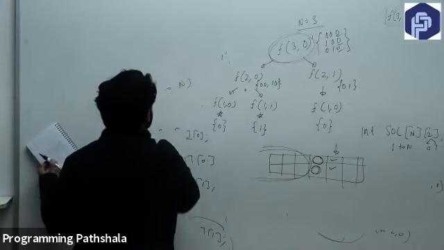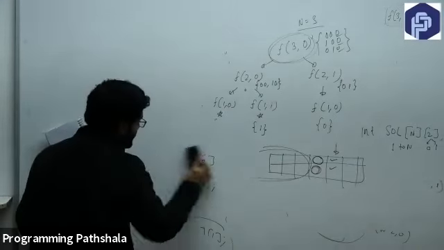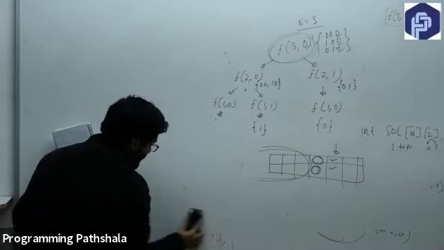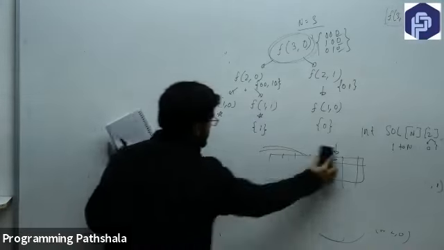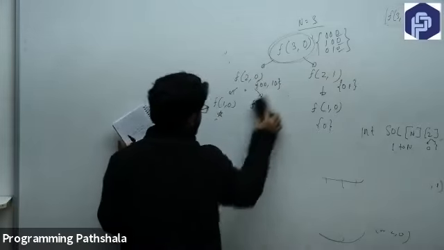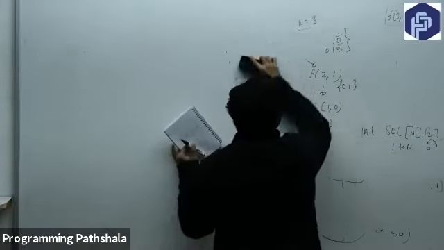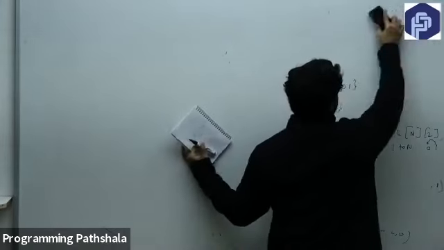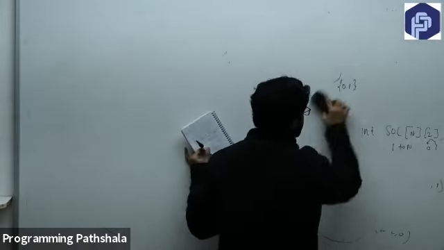So guys, type in your chat box what are the two symptoms of DP that you have understood now. What are the two symptoms of DP? Everyone, I have spoken about it multiple times. Okay, so the first symptom of DP was what? Element of choice. And the second symptom of DP was what? Second symptom was optimal substructure.